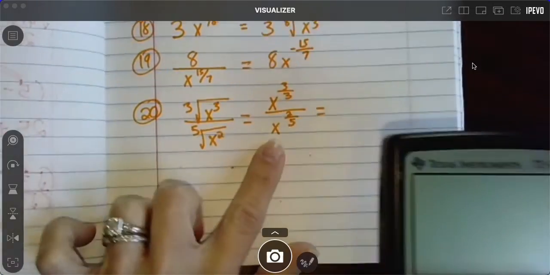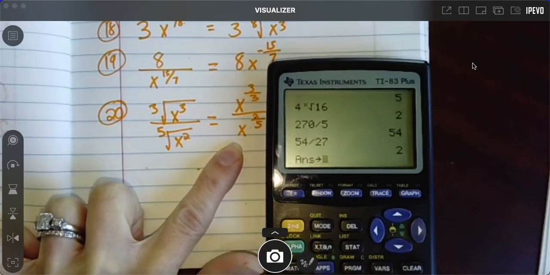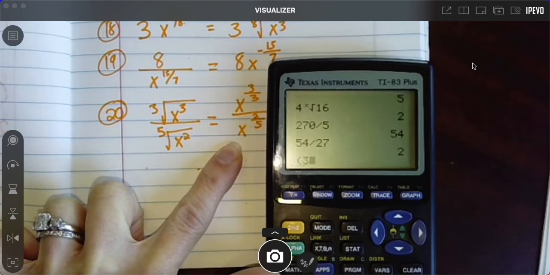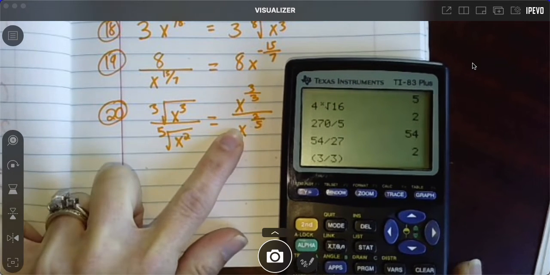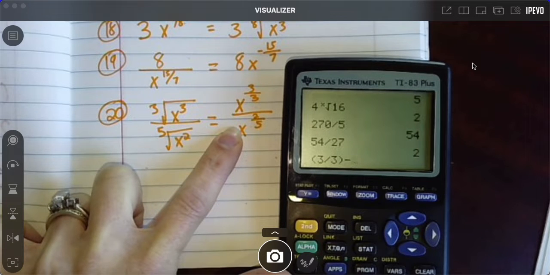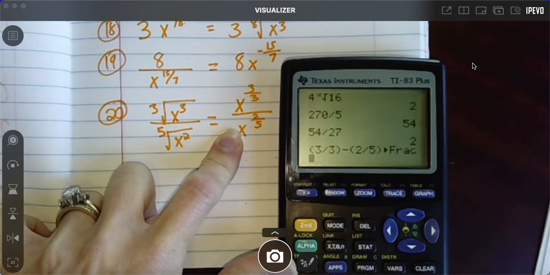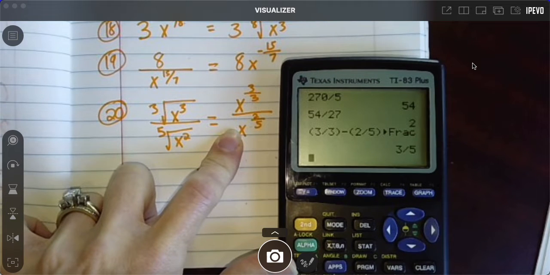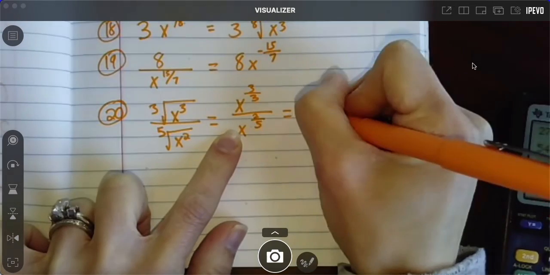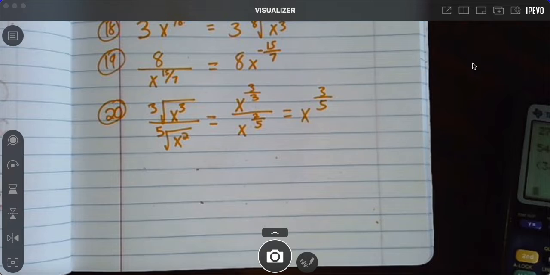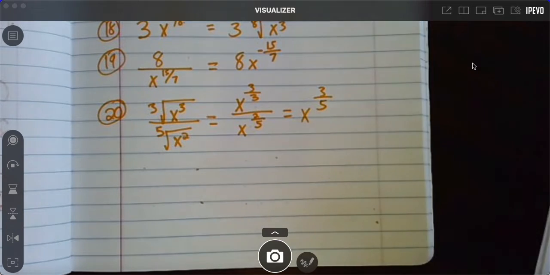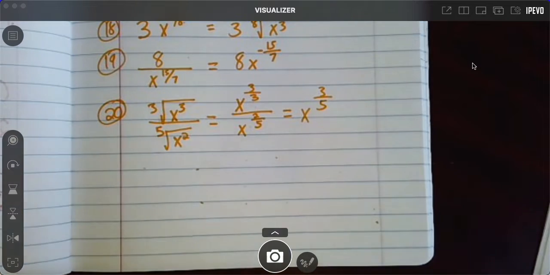Okay, so you would take 3 over 3, which I know is just 1, but I'm just going to type it. That's my top fraction, and I'm going to subtract my 2 over 5. Remember, you subtract exponents when you're dividing. If I press math, enter, I get 3 over 5. So I get x to the 3 over 5. Is that what an answer choice looks like? Oh, it is. So number 20 is A.